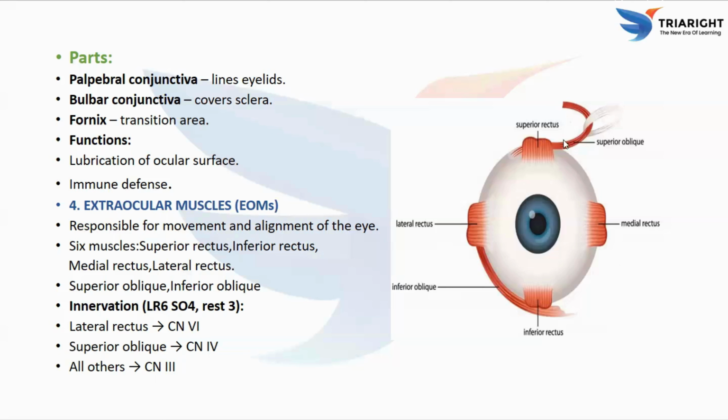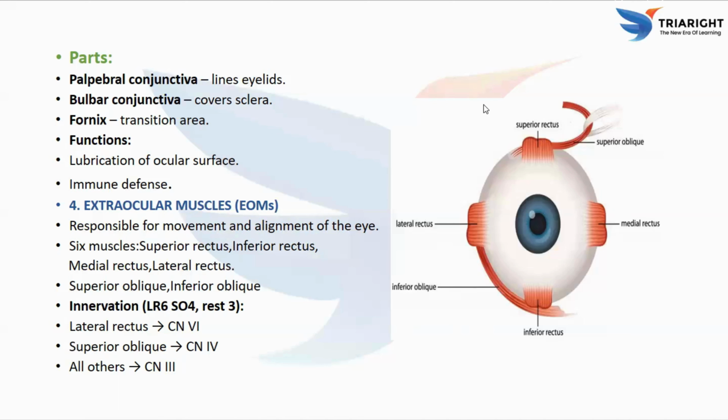The 4 rectus muscles: the superior rectus muscle at the top moves the eye up, whereas the inferior rectus muscle moves the eye down. The medial rectus muscle moves the eye towards the nose, which is adduction. Whereas the lateral rectus moves the eye away from the nose, which is called abduction. And there are 2 oblique muscles, inferior oblique and superior oblique. The inferior oblique results in extorsion and helps to look up and out. Whereas the superior oblique helps in intorsion and helps to look down and out.